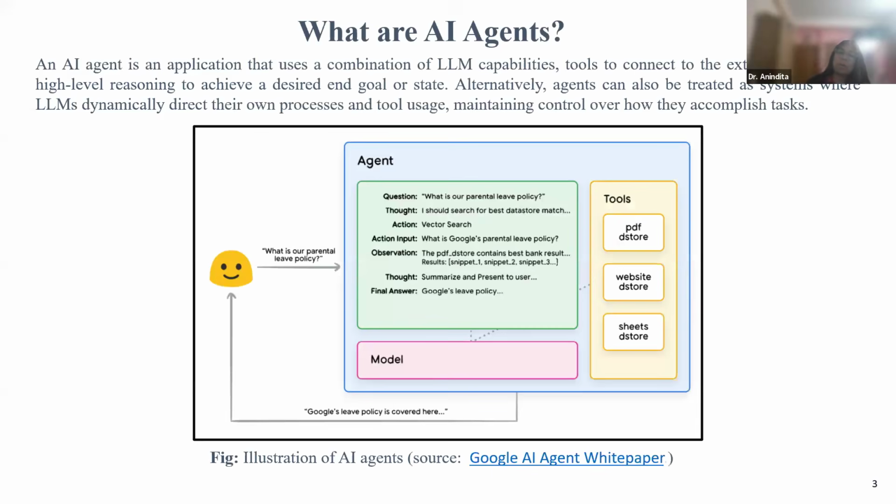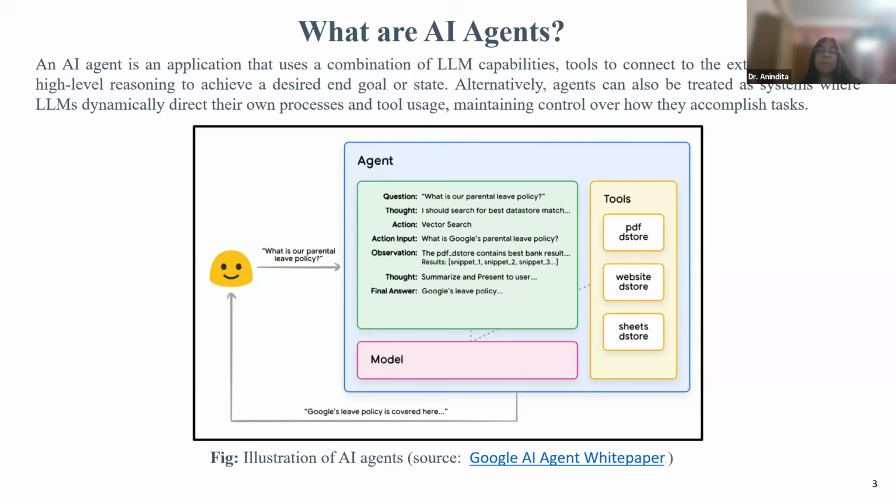So first, we are all hearing about different AI agents, right? Everywhere we are seeing or listening about different agents, agentic systems. AI agents are everywhere. So what's an AI agent? As we all know, it is an application that uses a combination of LLM capabilities, tools to the external world, and high-level reasoning to achieve a desired goal or state. We'll see each and every component later, what it means and how we are going to achieve that. So AI agents are nothing but a combination of all these things.